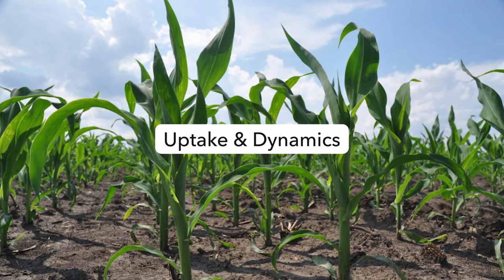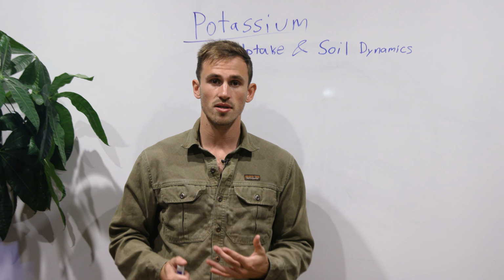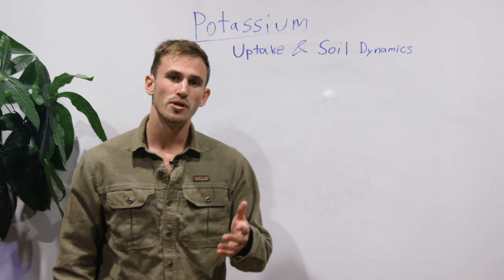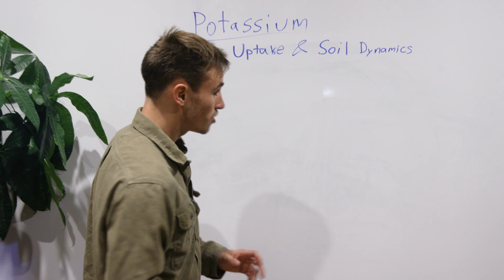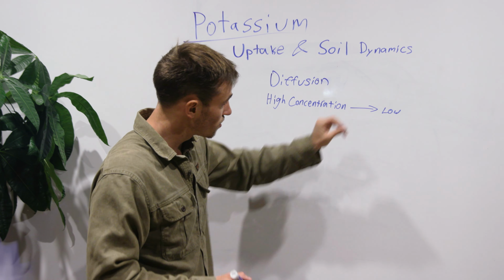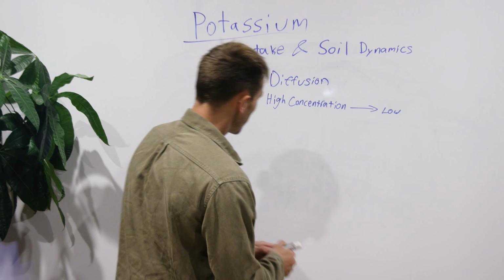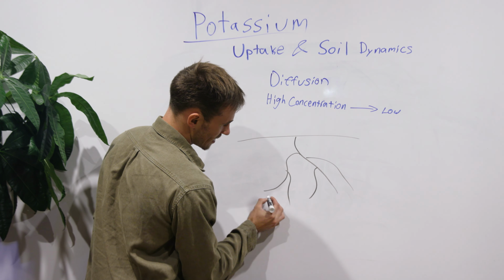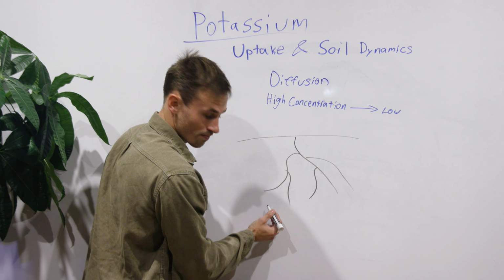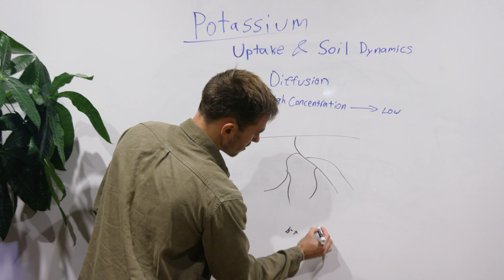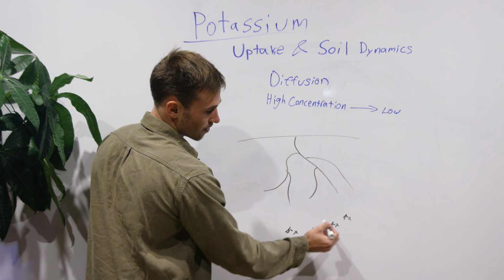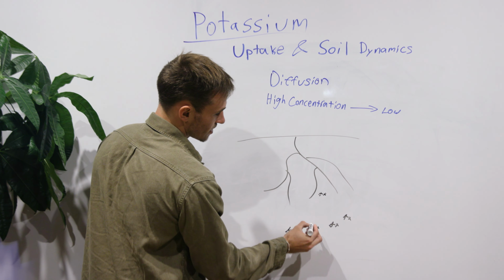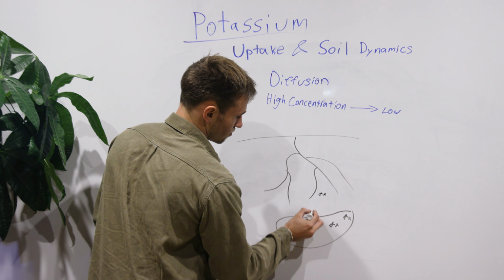All right, now we're going to be talking about how our plants take up potassium from the soil and how potassium moves around in the soil. Potassium moves primarily through diffusion from an area of high concentration to an area of low concentration. So if we have a root system and these roots have sucked out all of the potassium at this root level, but we have a lot more of the potassium ions slightly lower, then we have an area of higher concentration and an area of lower concentration. And these potassium ions are all going to move upwards.